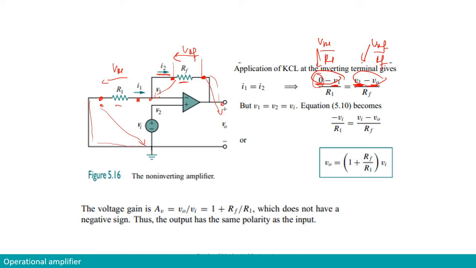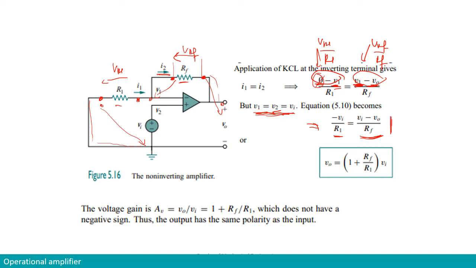Knowing that previously, due to the properties of an ideal operational amplifier, we have V1 equals V2 equals Vi, therefore we can write that V1 is also Vi. So here we just eliminate 0, right? So we end up with minus Vi over R1 equals Vi minus Vo over RF, right? So that's the final equation that we have.